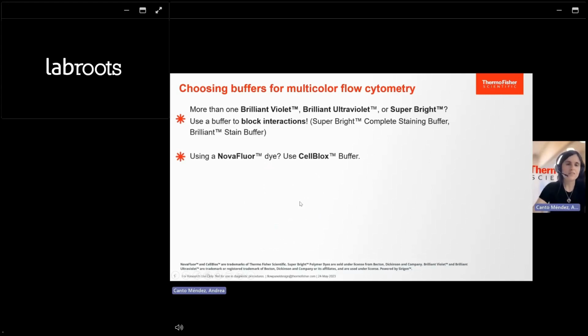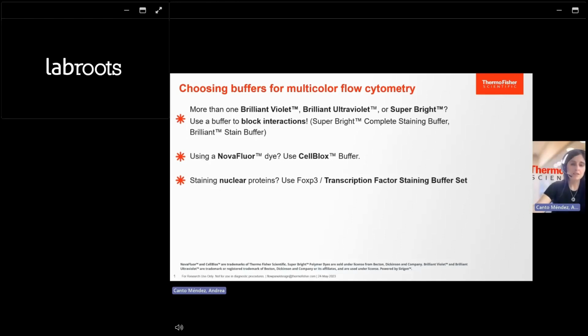If you are using a Novafluor dye in your panel, for best results, it is necessary to use the cell blocks buffer. This buffer has to be added to the antibody cocktail before adding the antibodies to the cell sample. If you are planning to stain any proteins that are located in the nucleus, it is important to use a buffer set for intracellular staining that has been formulated specifically for nuclear proteins. For example, you can use the FOXP3 transcription factor staining buffer set that has been specifically formulated for intranuclear stainings.